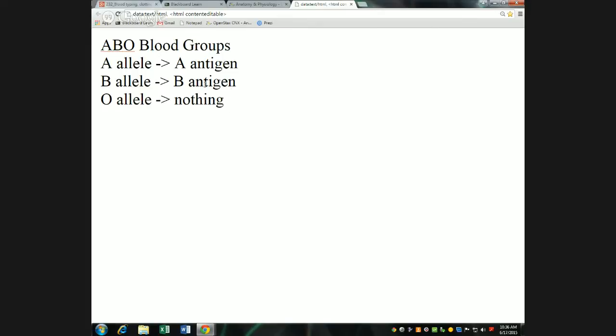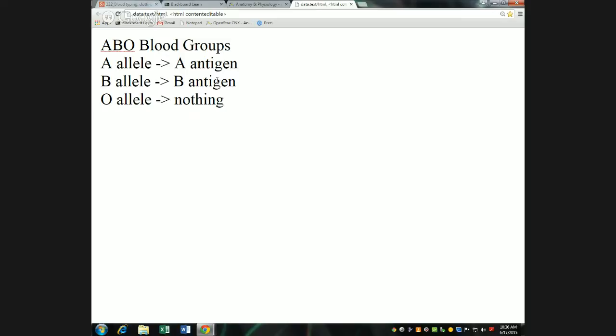But the B antigen is something that is on the surface of the red blood cell. The A antigen is something that's on the surface of the red blood cell. And if your immune system is exposed to that antigen when you're not supposed to, then your immune system is going to react to it by making antibodies.